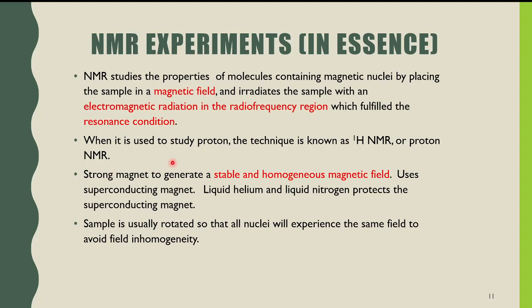The other thing about running the experiment is that you want to make sure that you have a stable and homogeneous magnetic field. Otherwise, it's going to disturb the signal of your spectrum. You have this superconducting magnet, protected by liquid helium and liquid nitrogen. And samples are sometimes rotated so that they feel the same magnetic field, so you can have a homogeneous magnetic field.